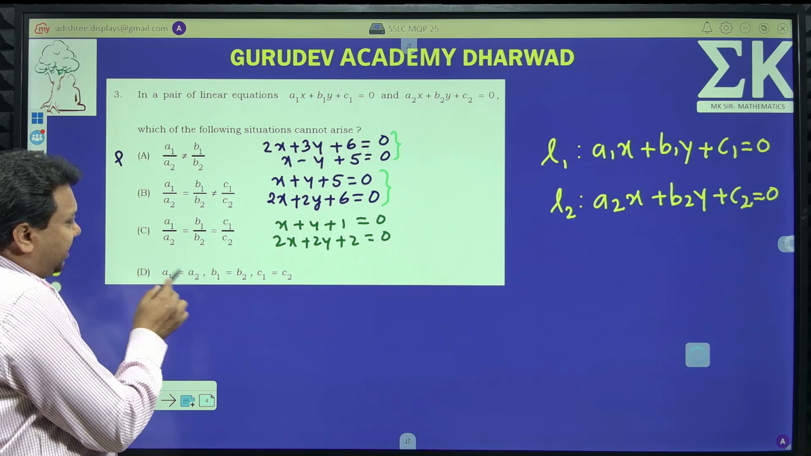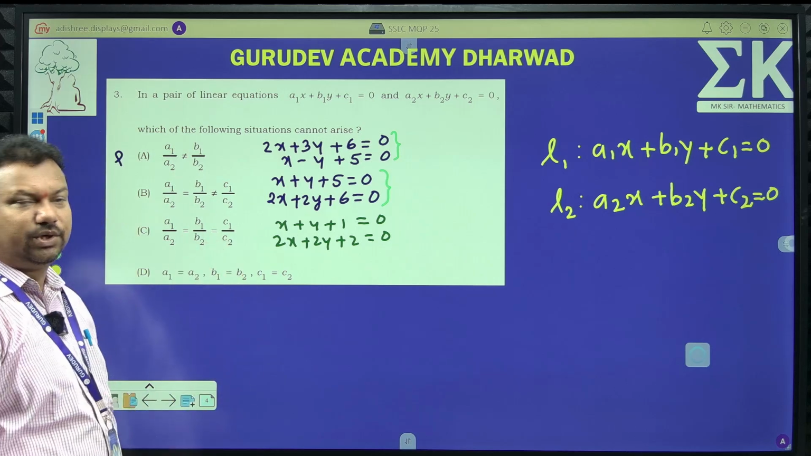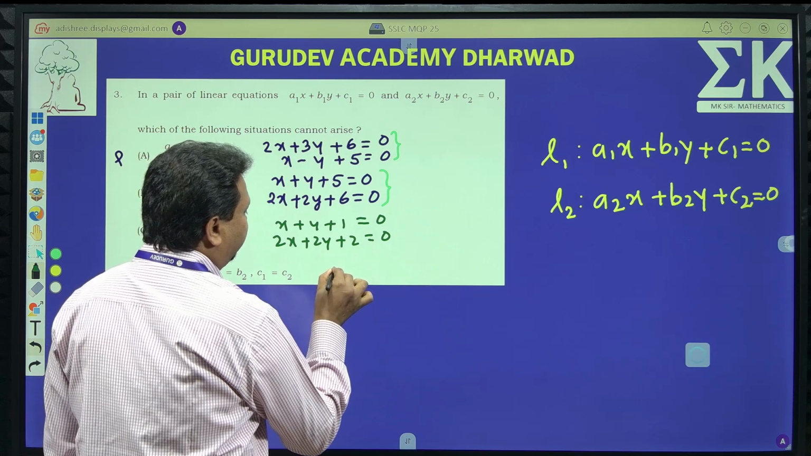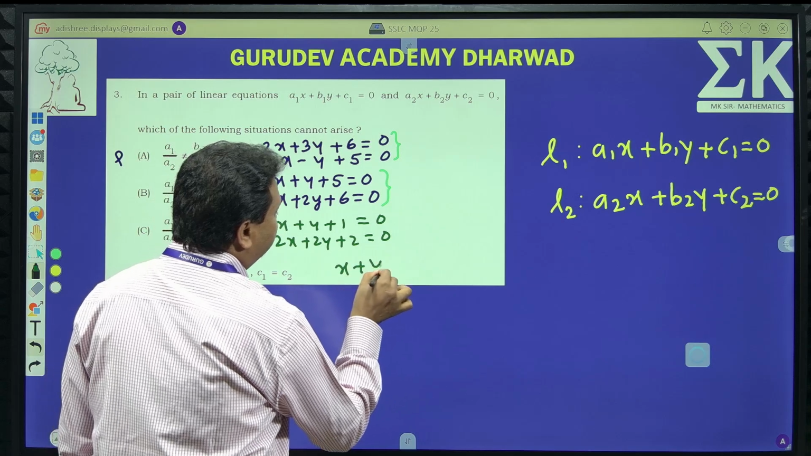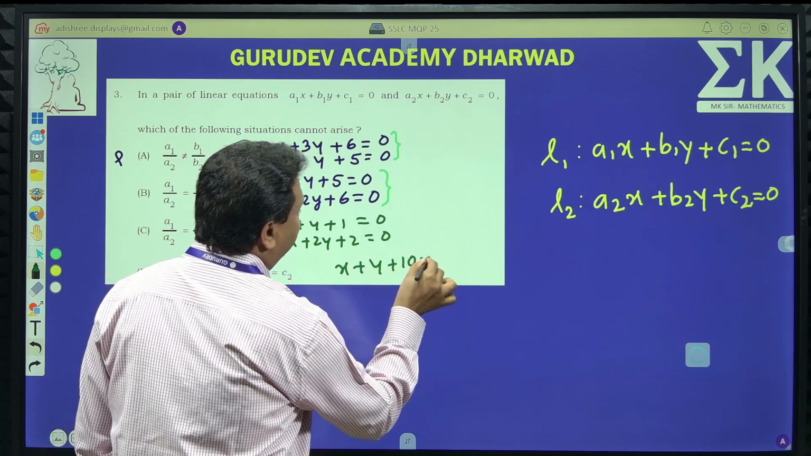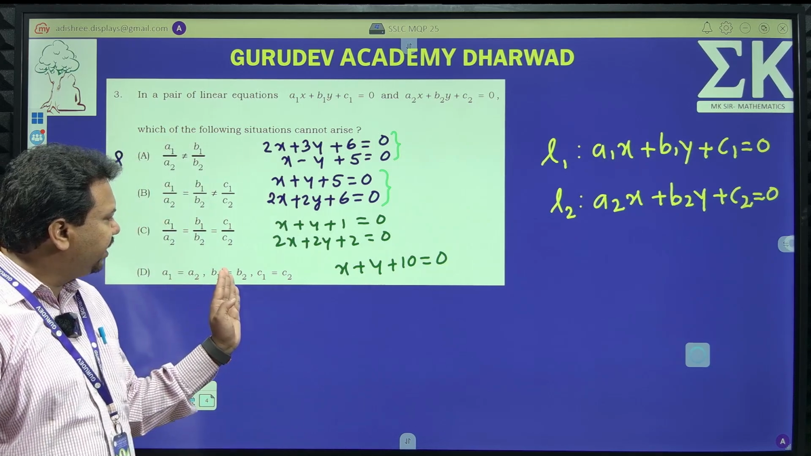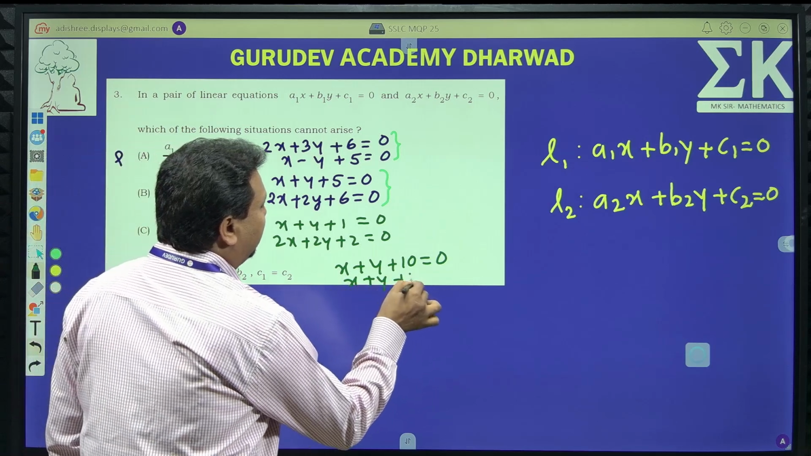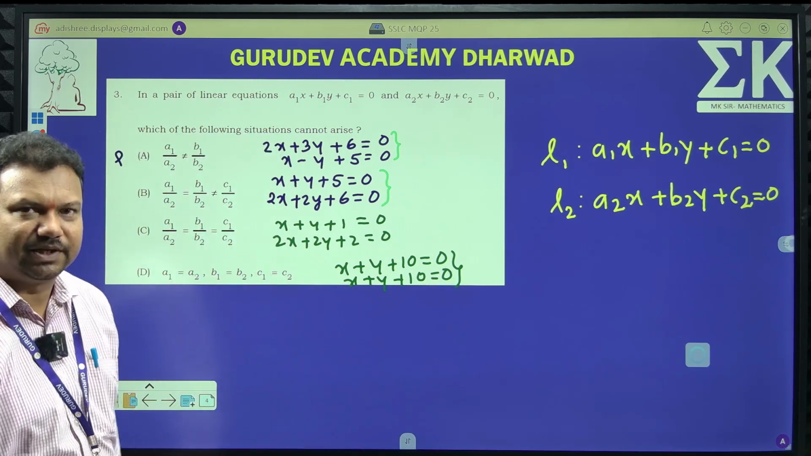But if I take a1 equal to a2, b1 equal to b2, c1 equal to c2, you will get only one equation, right? That is, say for example, x plus y plus 10 is equal to 0. a1 equals a2, b1 equals b2, c1 equals c2 means I have to write the same equation twice. Writing the same equation twice does not give a pair of linear equations, correct?